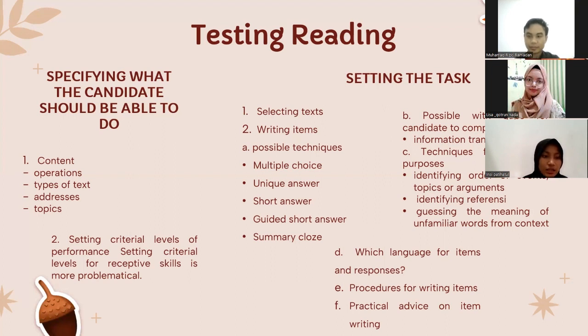And then the third one is addresses. This will obviously be related to text type, and it may not be necessary to specify further. I mean, for example, we know the intended audience for quality newspaper, but textbook, for instance, could be for school children or university students. And for the last one is topics. And for topic, it may often be appropriate to indicate the range of topics in only very general terms.